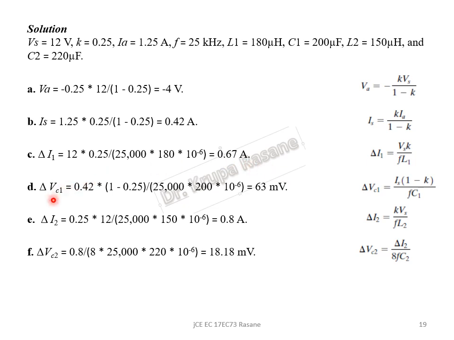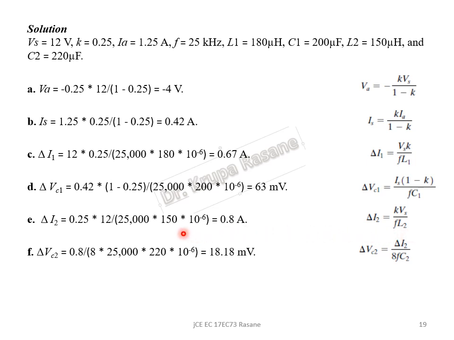Next, to evaluate the ripple voltage across C1, delta VC1, we know the formula is equal to Is into 1 minus K upon F C1. So substituting the value of Is as 0.42 into 1 minus 0.25, divided by frequency 25 kilohertz multiplied by C1, where C1 value is 200 microfarads, that will give me delta VC1 as 63 millivolts.